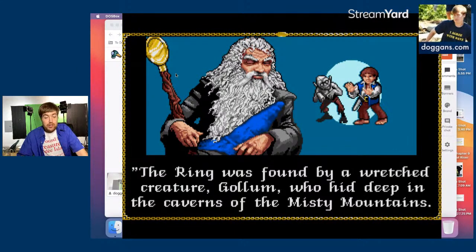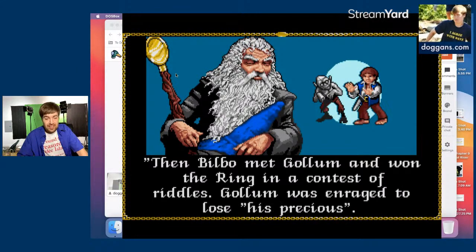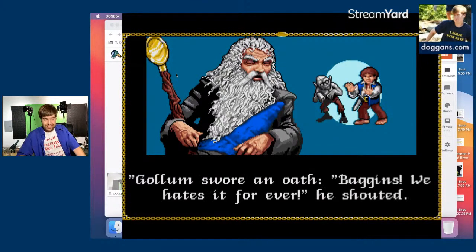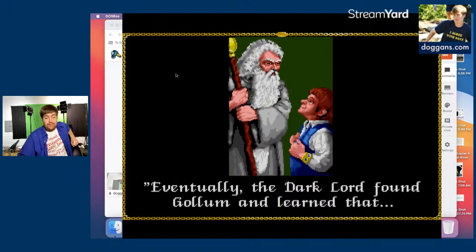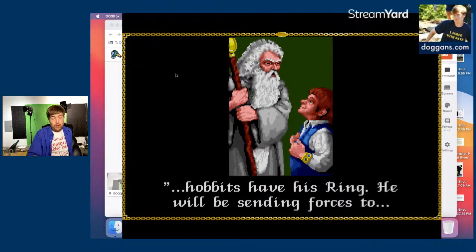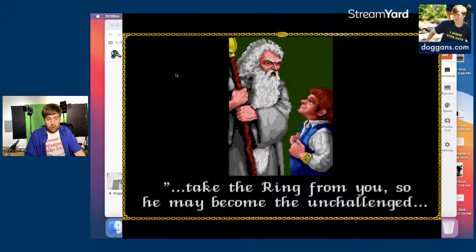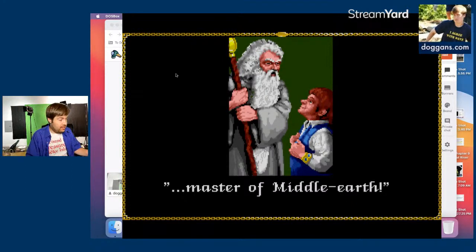The ring was found by a wretched creature, Gollum, who hid deep in the caverns of the Misty Mountains. Then Bilbo met Gollum and won the ring in a contest of riddles. Well, sort of. Gollum was enraged to lose his precious. Gollum swore an oath. Baggins, we hate it forever, he shouted. Eventually, the Dark Lord found Gollum and learned that Hobbits have his ring. He will be sending forces to take the ring from you, so he may become the unchallenged master of Middle-earth.